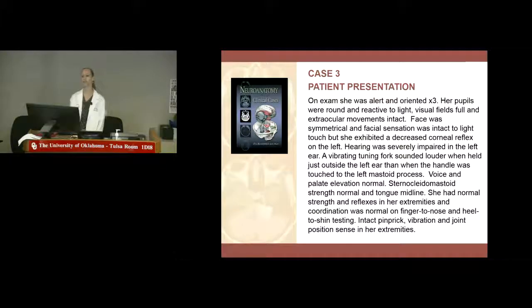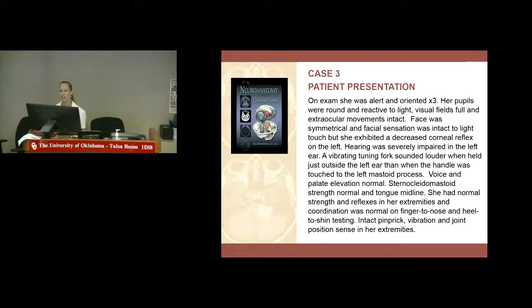On exam, she was alert and oriented times three, which again indicates to who she is, to when it is, to where she is. Her pupils were round and reactive to light. Her visual fields were full, and her extraocular movements were intact. So the top of the brainstem is looking pretty good. Face was symmetrical, and facial sensation was intact to light touch, but she did exhibit a decreased corneal reflex on the left. Hearing was severely impaired in the left ear. A vibrating tuning fork sounded louder when held just outside the left ear than when the handle was touched to the left mastoid process. We'll have to talk about that.